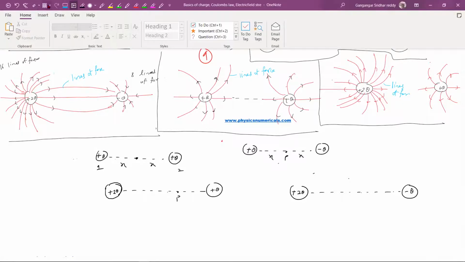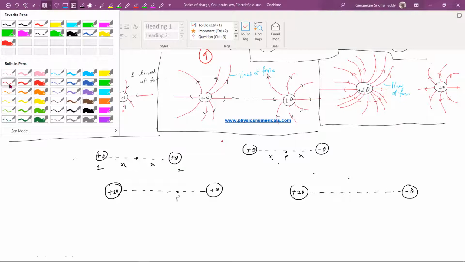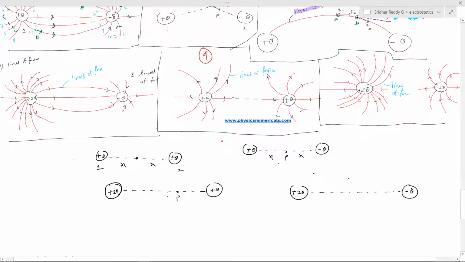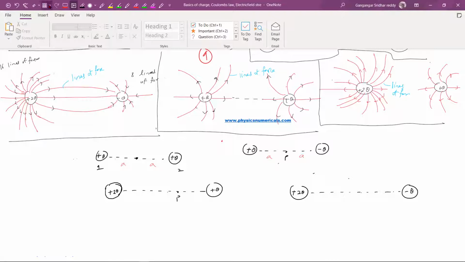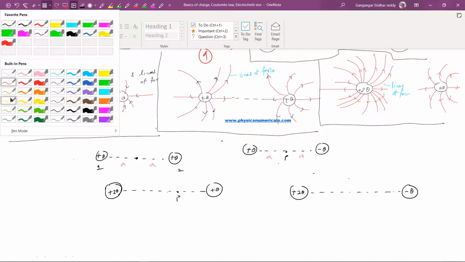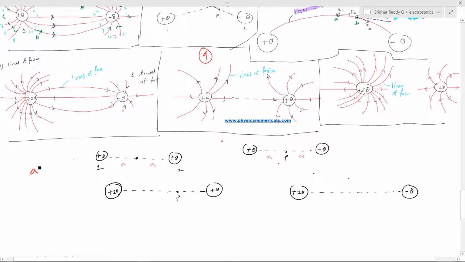Let me use some other color pen. So the total separation between them, let this be A. I think it's not visible, the nib has become very thin. I'll change it. Yeah, this will be okay. The separation is A. So first, what is the field at this point 1?